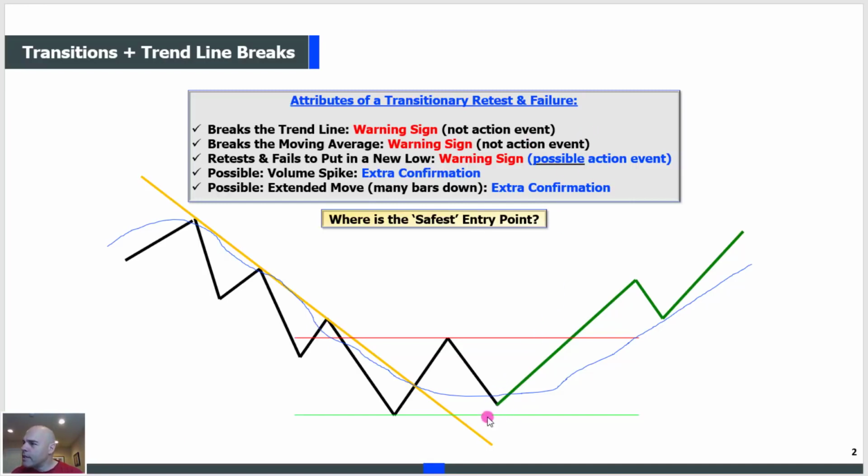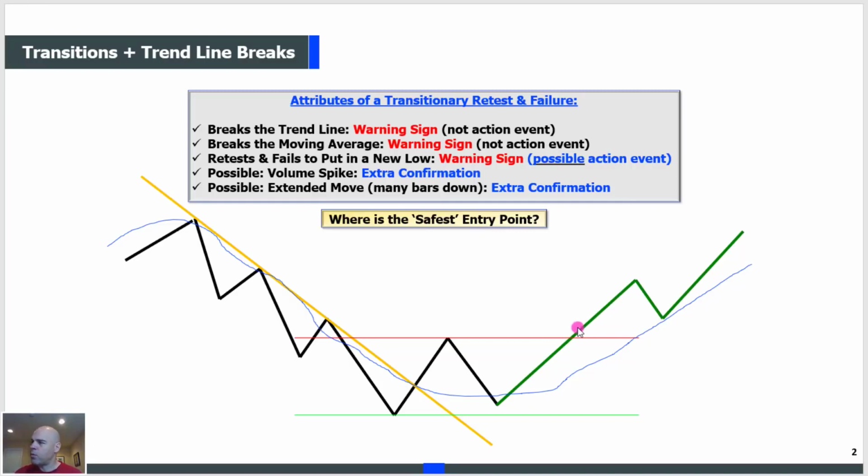And then we put in the retest and failure, which is basically a double bottom. But the key here is you don't want the retest and failure to put in a new low. You absolutely don't want it to put in a new low. So again, that's still a warning sign. All those things are just saying to you, you know what? There's a good chance the stock is pivoting and likely transitioning from a downtrend to a double bottom stage 1, potentially into an early stage 2 uptrend. Okay, so we covered all this before.